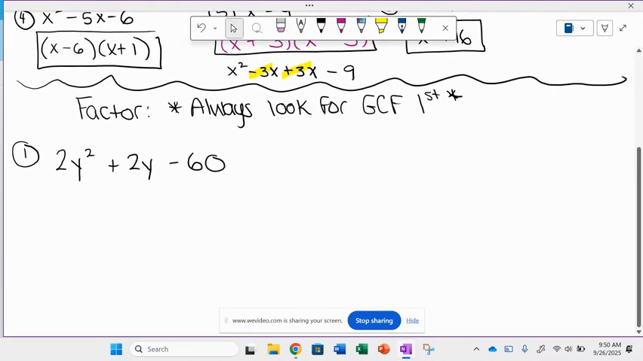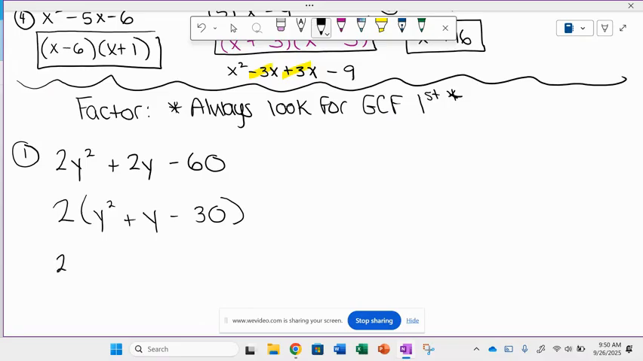So in number one, is there a GCF here? There absolutely is. What factor is in all of these terms, Ira? A 2. So we're going to pull out a GCF of 2, and then we go back and divide everything by that 2. So it's y squared plus y minus 30. And now we factor what's left inside the parentheses. So somebody tell me, what are factors of negative 30 that add to a positive 1? Anish? You got it, a positive 6 and a negative 5.